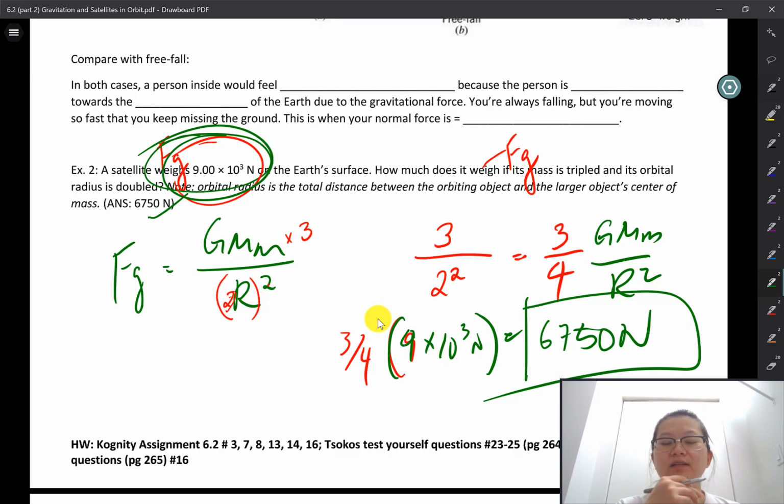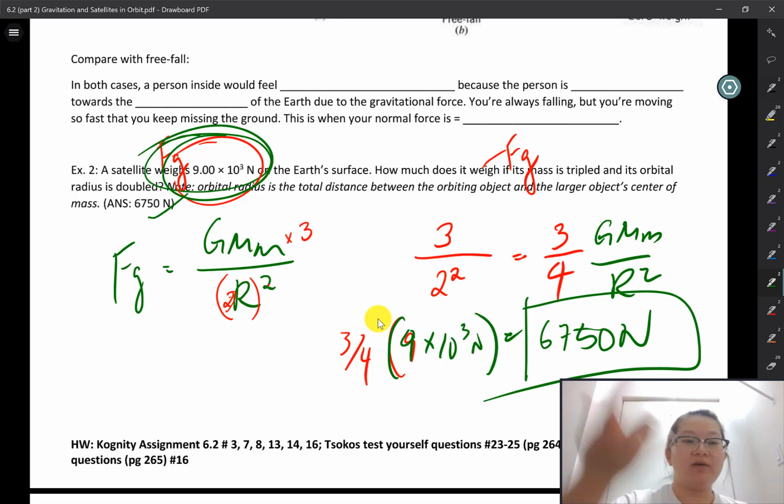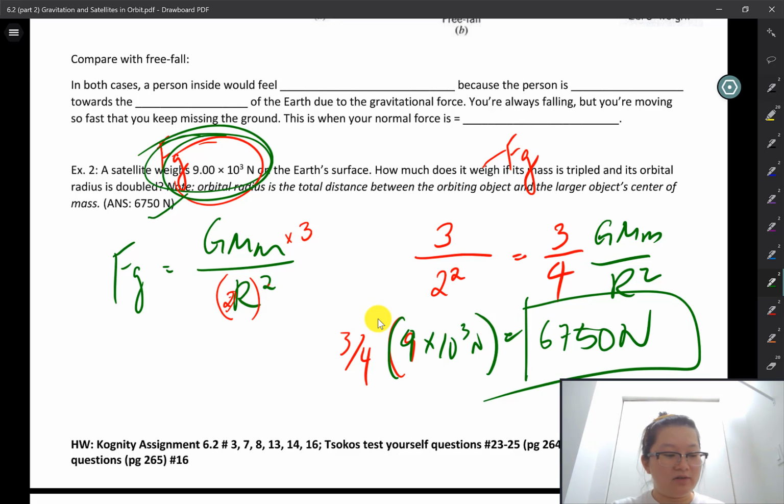It's like a proportionality. This question is testing whether or not you know what is directly proportional to what. Mass is directly proportional to weight. However, the distance of separation is proportional to the inverse square of it. So you're going to lose weight, Fg, drastically if you go further away from the center of the Earth. Okay, that was example 2. That's all there is to it.